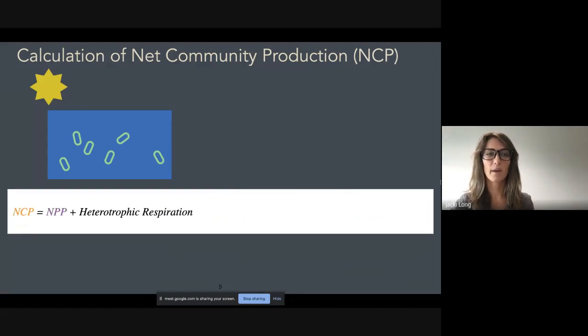And if you're quick, you might have already put together that the difference between these two, net community production and net primary production, is heterotrophic respiration. So that's kind of the takeaway from this that I'd like you to remember when we look at the results. If we're seeing NCP, net community production, and NPP, net primary production, not follow each other, if there's divergences in that, it may be explained by increases or decreases in heterotrophic respiration.